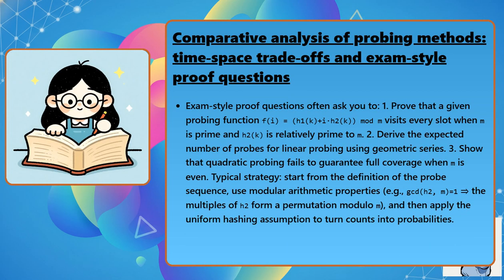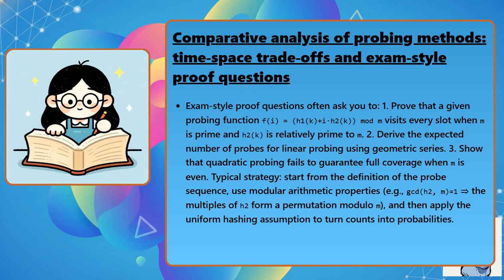Exam-style proof questions often ask you to: Number 1, prove that a given probing function f(i) = h1(k) + i times h2(k) modulo m visits every slot when m is prime and h2(k) is relatively prime to m. Number 2, derive the expected number of probes for linear probing using geometric series. Number 3, show that quadratic probing fails to guarantee full coverage when m is even.